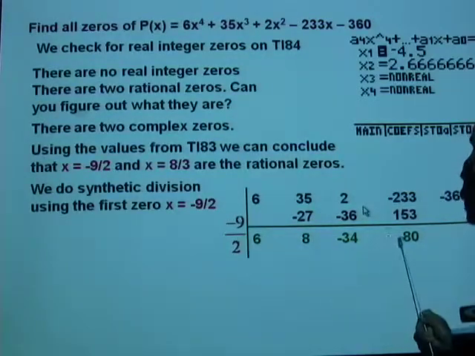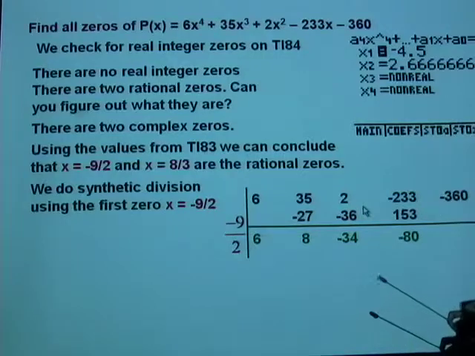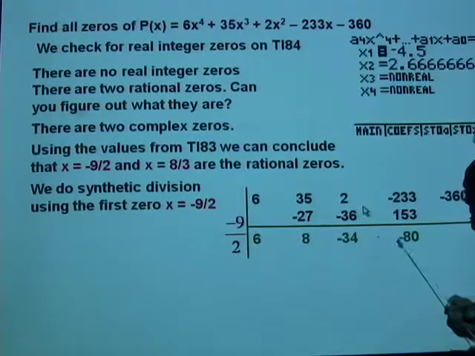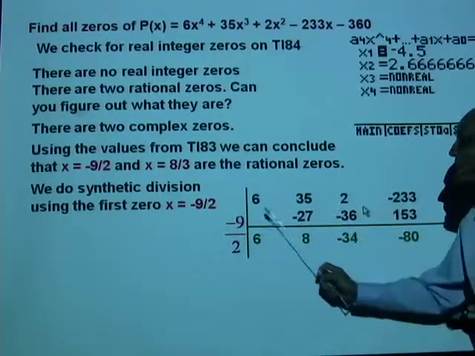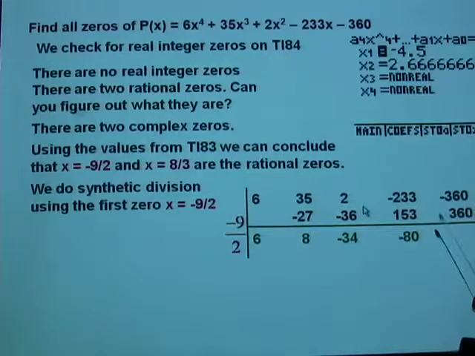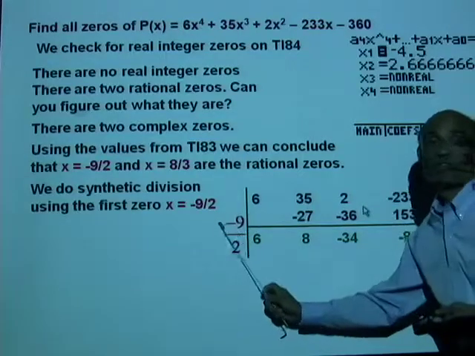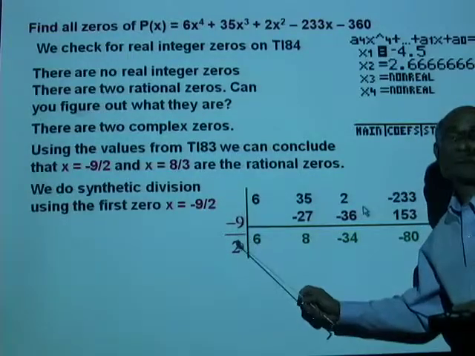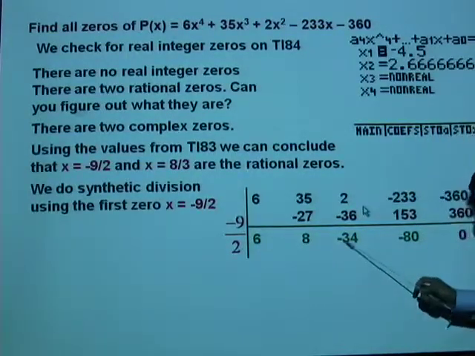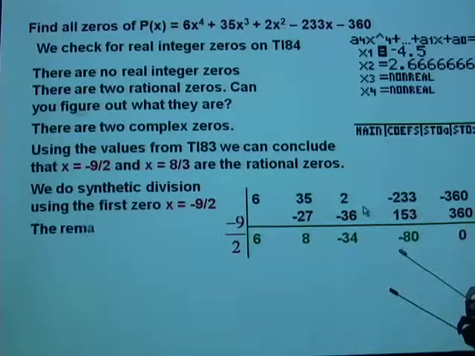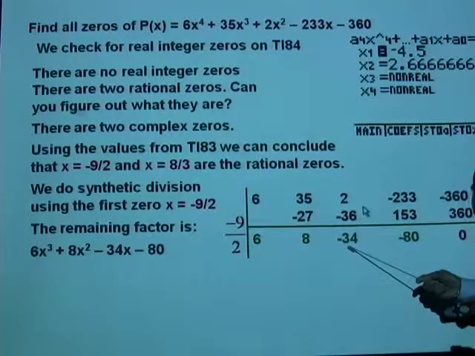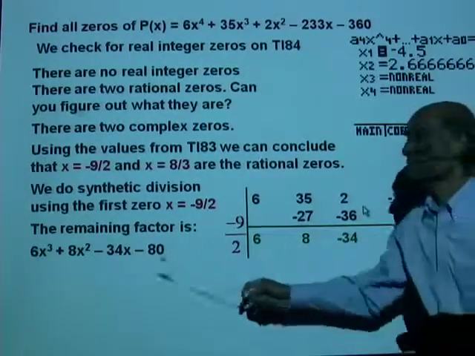Alright? Now, multiply negative 80 by negative 9 over 2. Again, negative, negative become positive. 2 goes in 80 40 times. 40 times 9 is 360. And adding gives you 0. So, the zero of the polynomial, the rational zero, negative 9 over 2, gave us this remaining factor. So the remaining factor is 6x cubed plus 8x squared minus 34x minus 80.